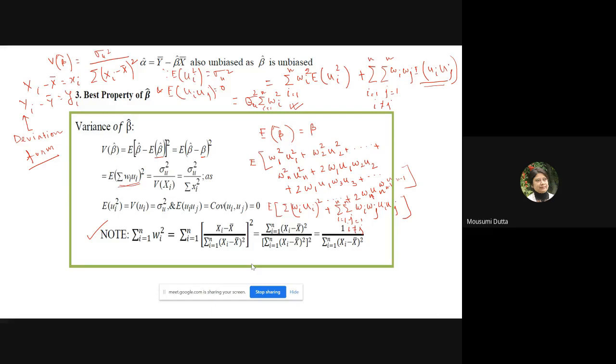So keeping these points in mind, we have to calculate the variance of any other linear unbiased estimator, and then we need to compare the two. We are proceeding to the next step.